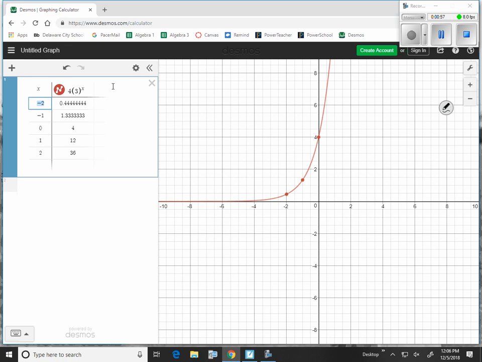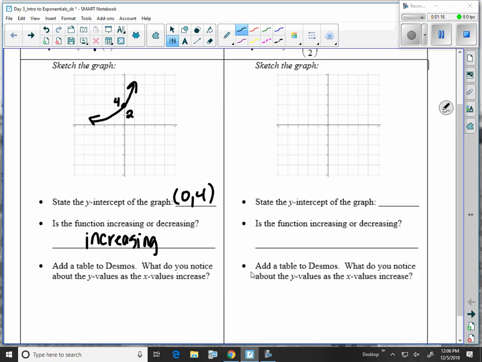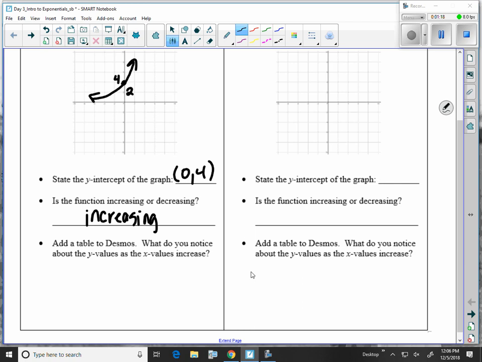Take a look at your x values. Are the x values going up or down? Up, right? Because they get more positive. What's happening here? Those are going up as well. That's why we have an increasing graph. You have to make sure the box for the equation is highlighted.